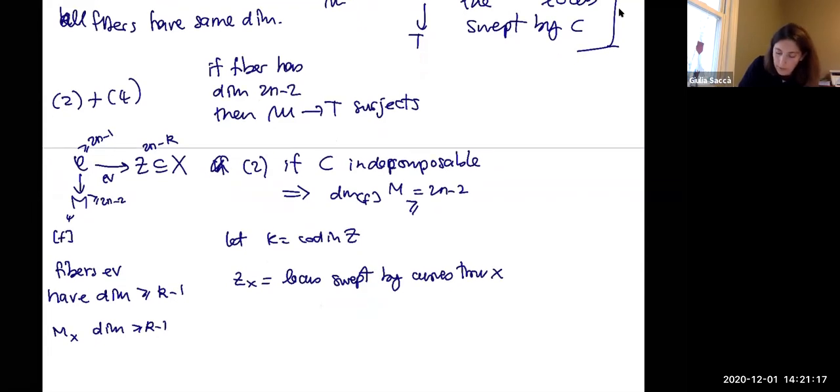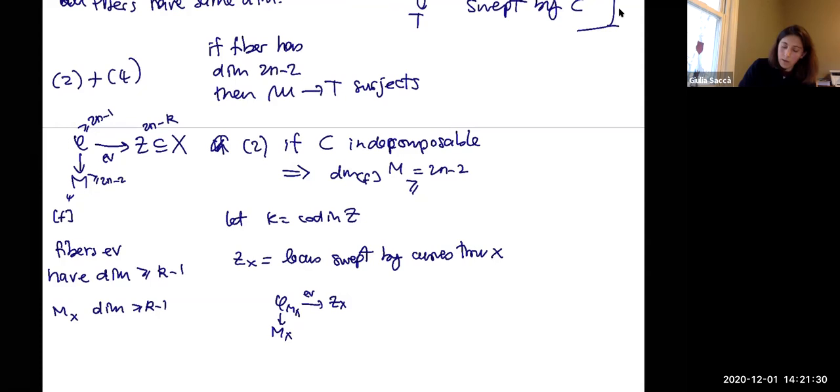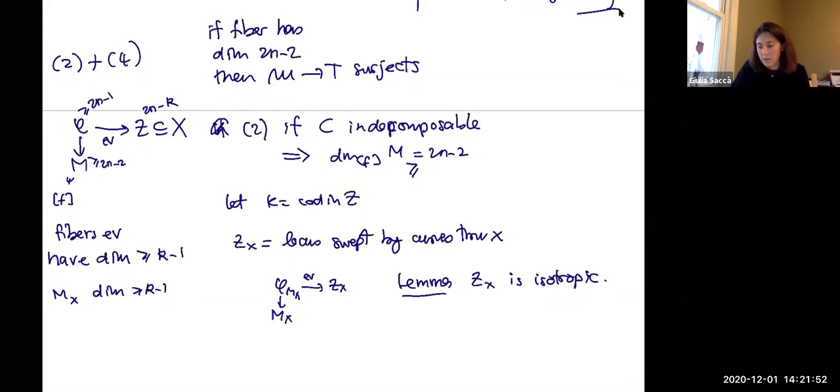So meaning that if I restrict the curve to the locus of rational curves through X, this is the image of the restriction of the evaluation map. Okay, and you can show a little lemma if you want that ZX is isotropic. You can use the Mumford theorem on Chabot's, but you can just pass to a resolution of ZX, and the fact that it's swept by rational curves tells you that the symplectic form has to vanish on the smooth locus.